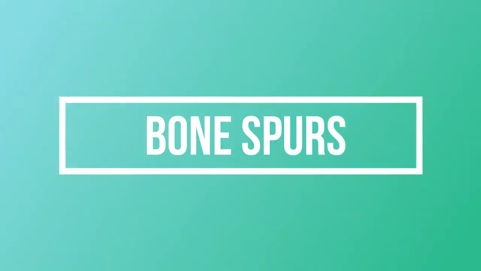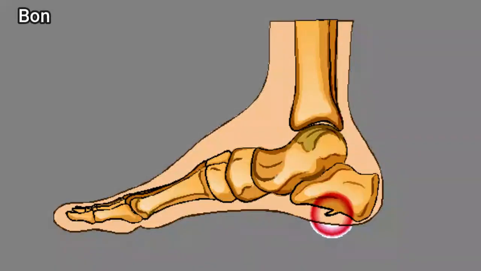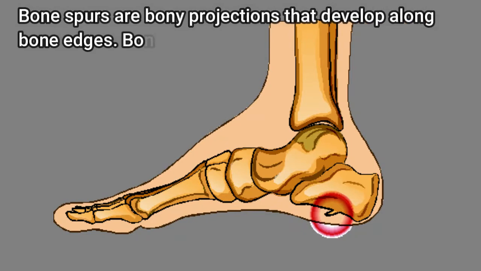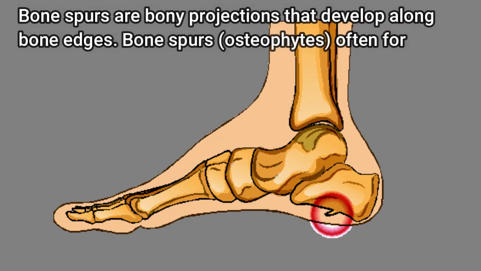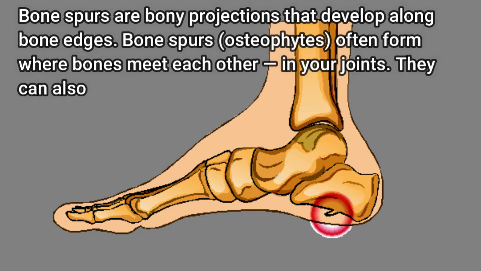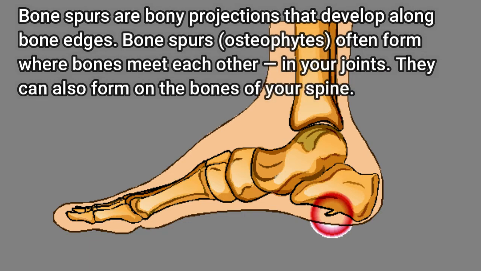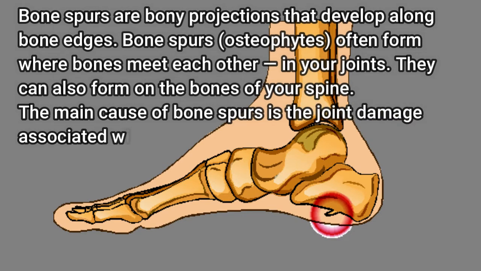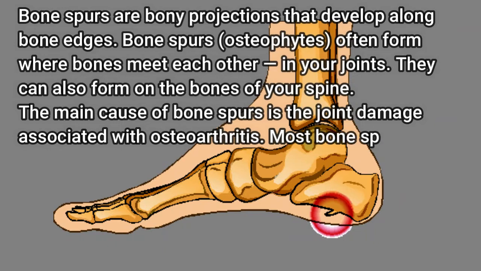Today's topic, bone spurs. Bone spurs are bony projections that develop along bone edges. Bone spurs, osteophytes, often form where bones meet each other in your joints. They can also form on the bones of your spine. The main cause of bone spurs is the joint damage associated with osteoarthritis.